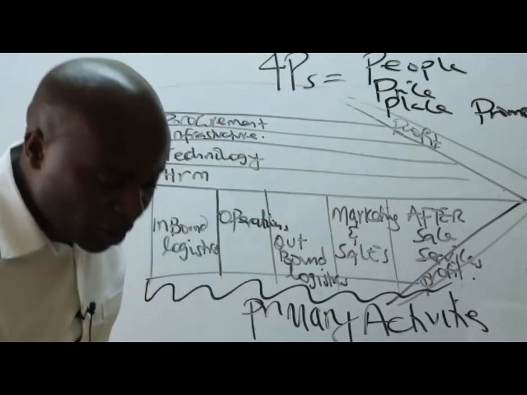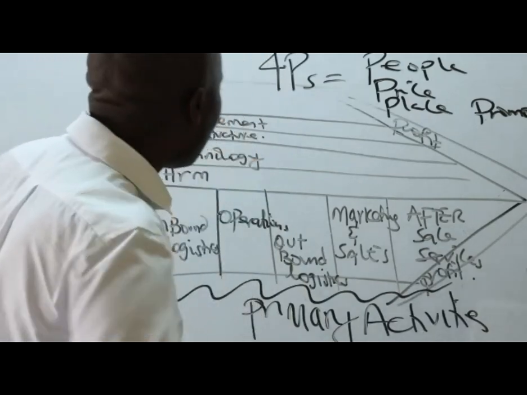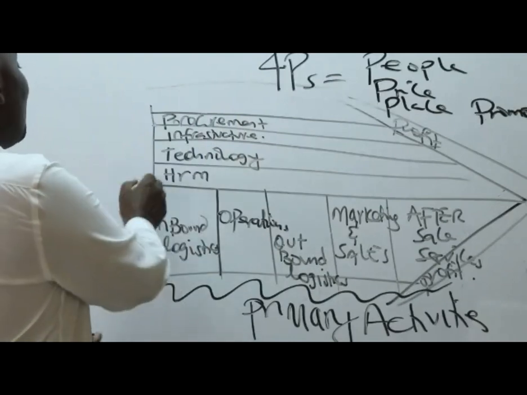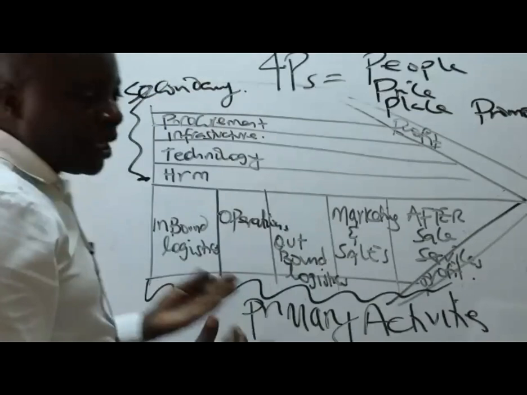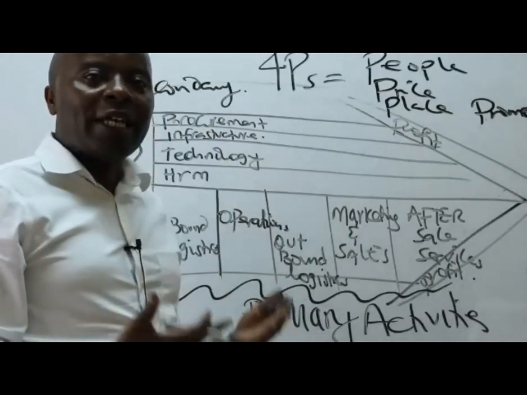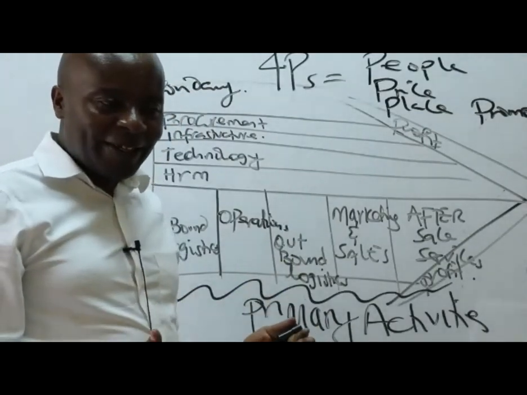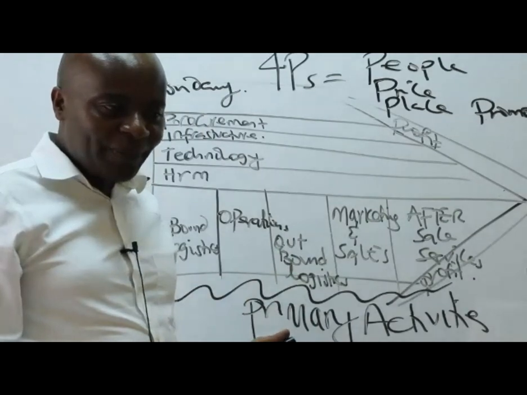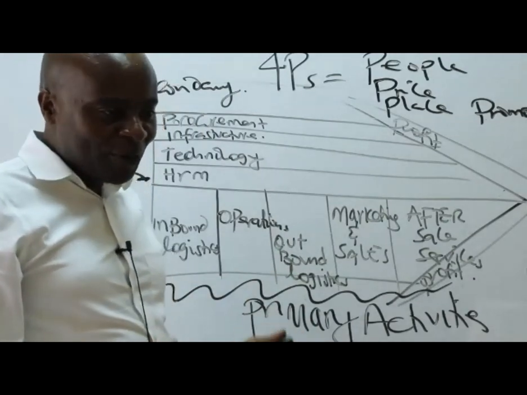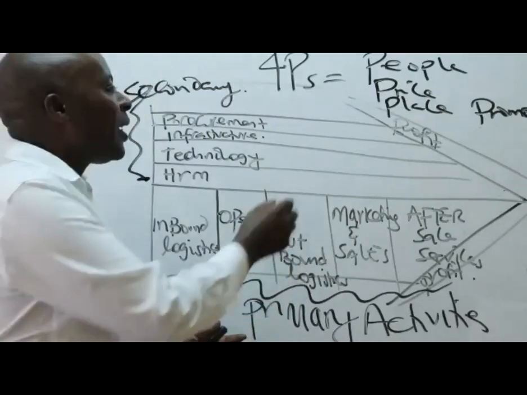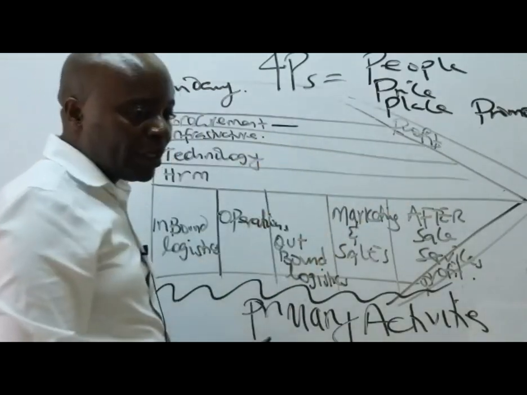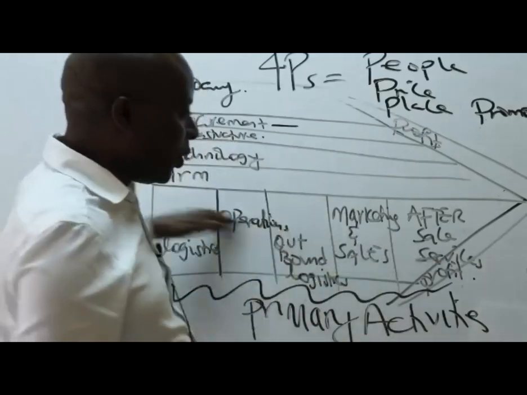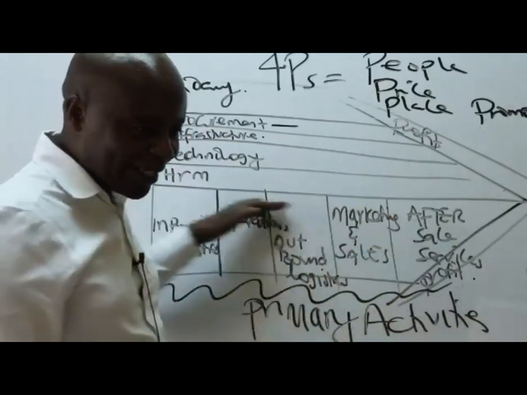Ladies and gentlemen, that is it for primary activities. These are the activities that are up here. We call them secondary. They are not really a must, but they are very important for you. Companies that are able to charge a premium for their products have a procurement department, which cuts across all this.